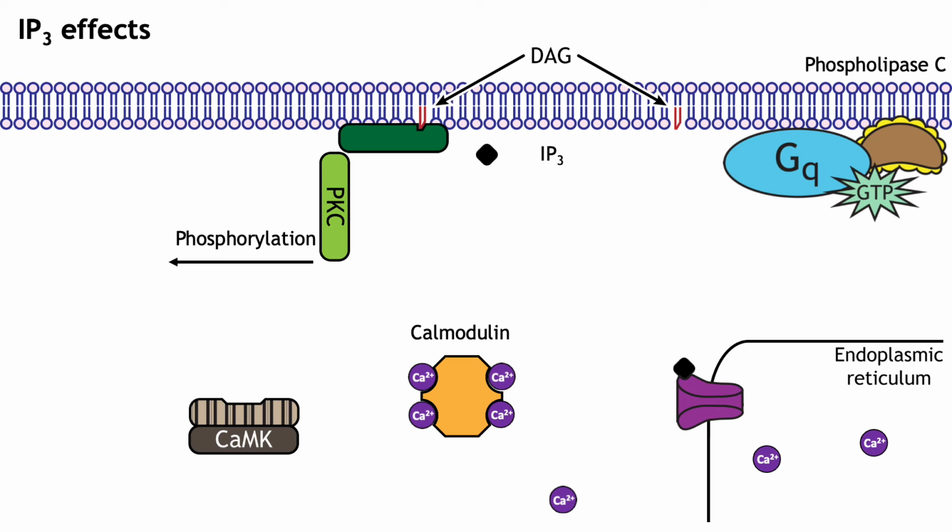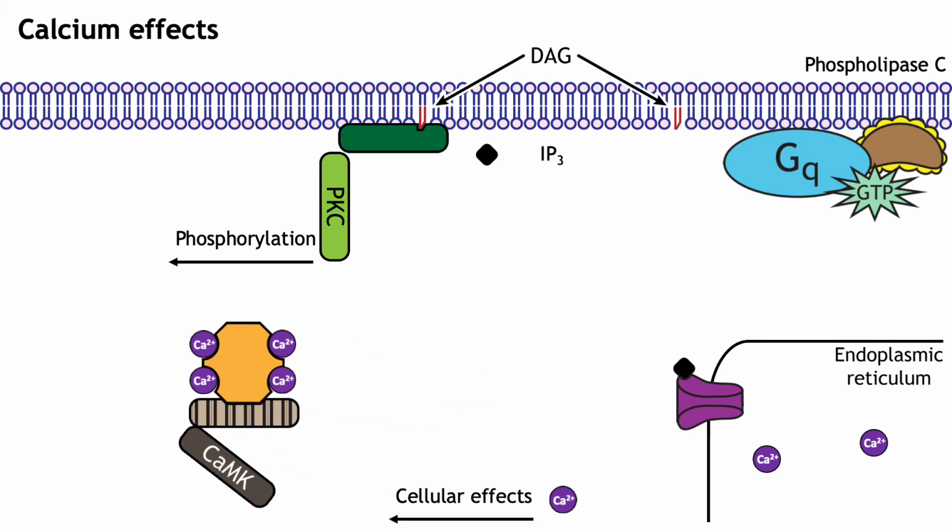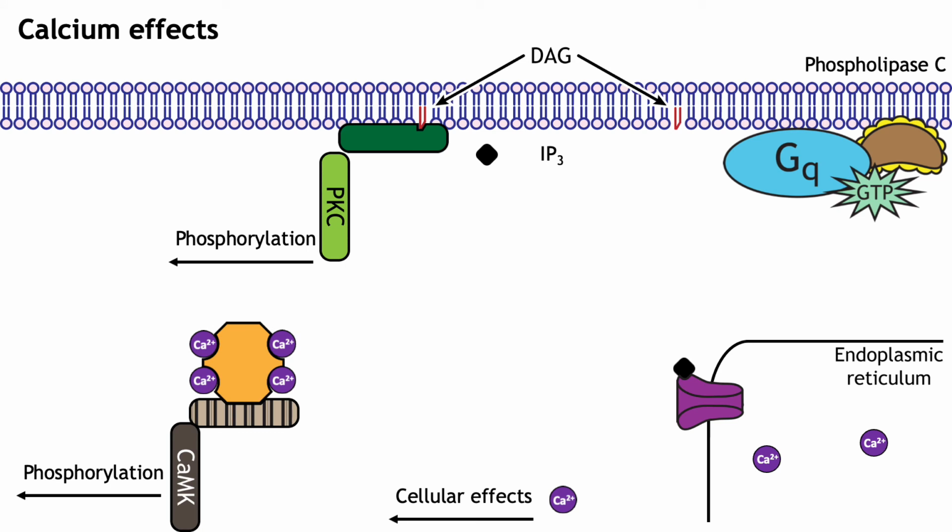Calcium is also a second messenger in the cell. One important effect is the binding of calcium to calmodulin. This complex can then activate another kinase, the calcium calmodulin dependent protein kinase, or CAMK. Both PKC and CAMK can phosphorylate specific cellular and nuclear proteins like PKA.